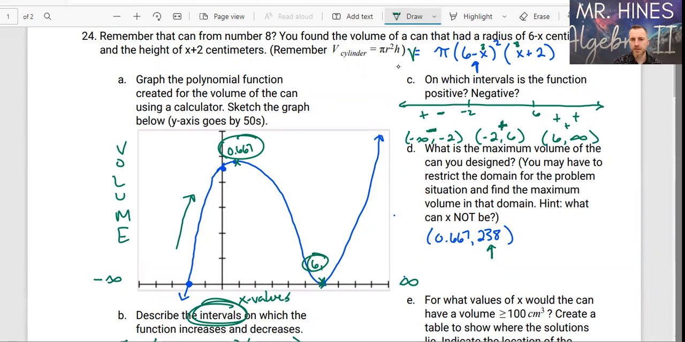The x has to do with some number of centimeters that we are cutting out of one piece and adding to another piece. If you think about it, it makes total sense that if you have a radius of 6 minus x, and x was 6, then what's your radius now? 0. And so you see down here that the volume becomes 0 at that point. So the more you cut out, the skinnier that can becomes, and the volume eventually is 0.